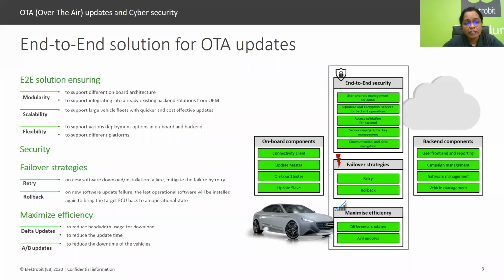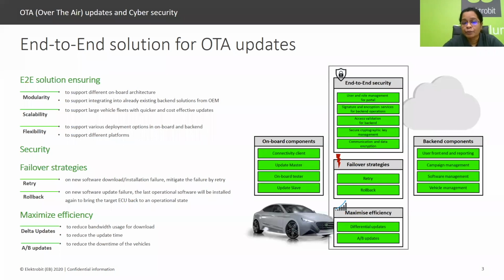The next is the failover strategies. This is important to have reliable OTA updates. Many times when we are downloading the updated software from the backend, the connection could break. While the master ECU is installing the packages onto the target ECUs, there could be communication failures. Whenever these failures happen, maybe they are transient failures. In such a case, a retry could make the process succeed.